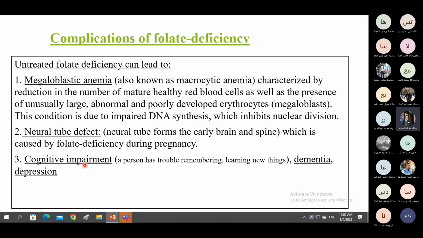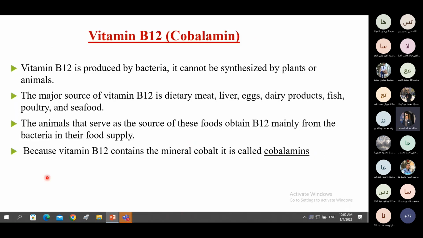Third, cognitive impairment, dementia and depression. What is the cognitive impairment? Any person that has trouble remembering or learning new things. The severe condition is dementia, and also depression. We finished with B9.